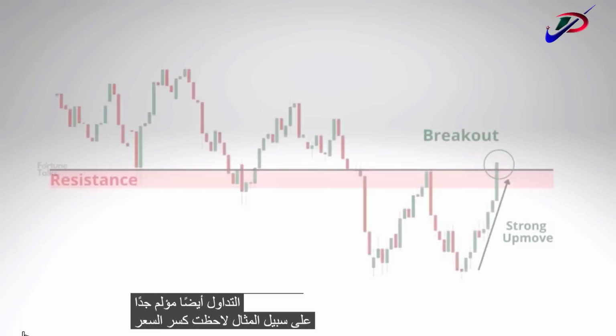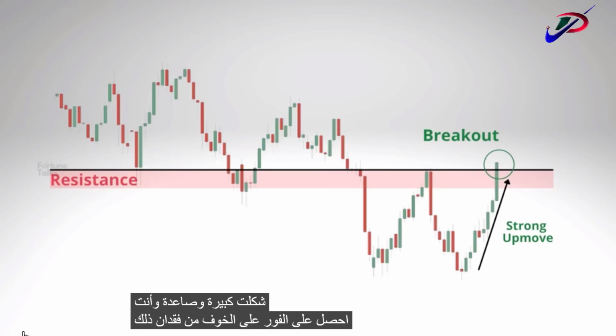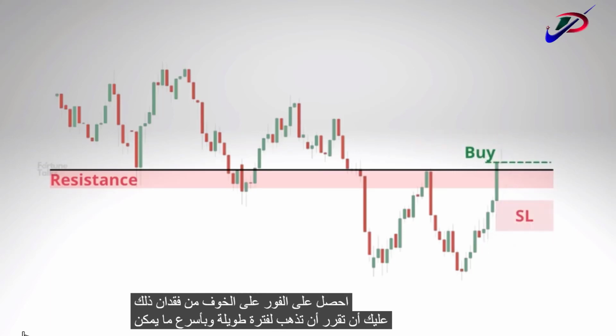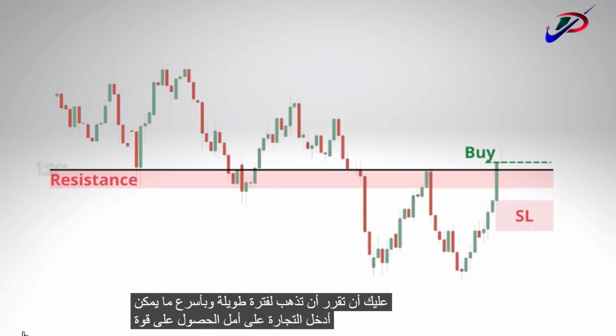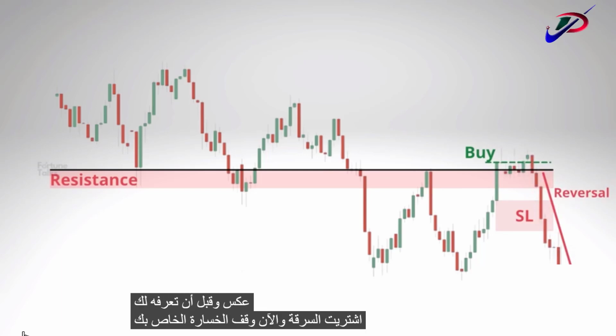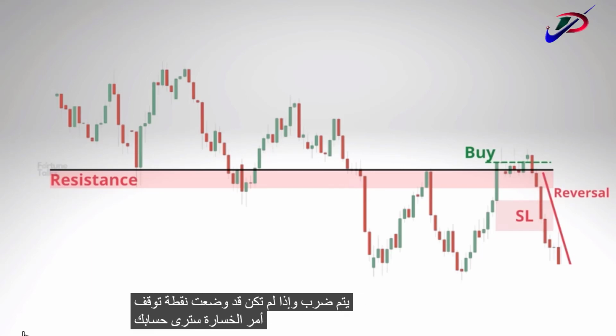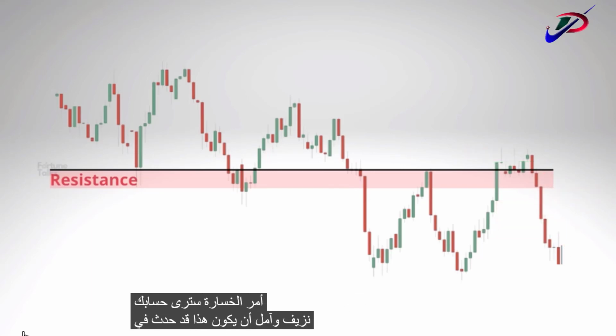For example, you notice the price breaking above the resistance. Now the candles formed are big and bullish and you instantly get the fear of missing out. So you decide to go long. And as soon as you enter the trade, hoping to get a strong move up, the price does a 180-degree reversal. And before you know it, you bought the highs and now your stop loss is hit. And if you have not placed a stop loss order, you will see your account bleeding. I hope this has happened to at least some of you.